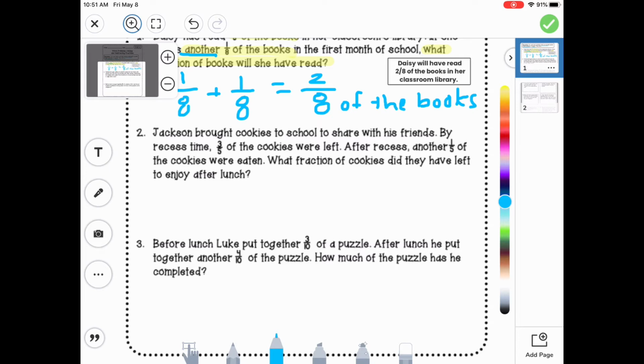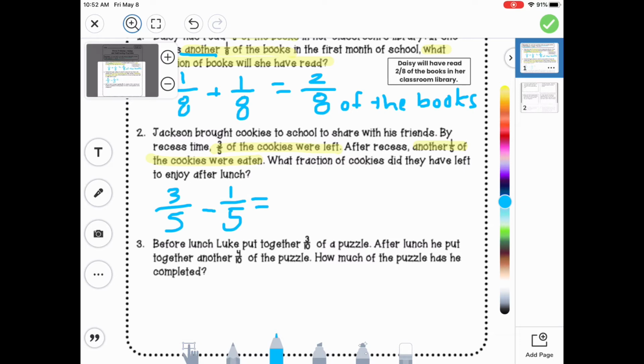All right, question number 2 says, Jackson brought cookies to school to share with his friends. By recess time, 3/5 of the cookies were left. After recess, another 1/5 of the cookies were eaten. What fraction of the cookies did they have left to enjoy after lunch? So I can see that he started off with 3/5 of his cookies at recess time, and then after recess time, they ate 1/5 of those. So I'm going to subtract 1/5 from 3/5 to figure out how many he had left.